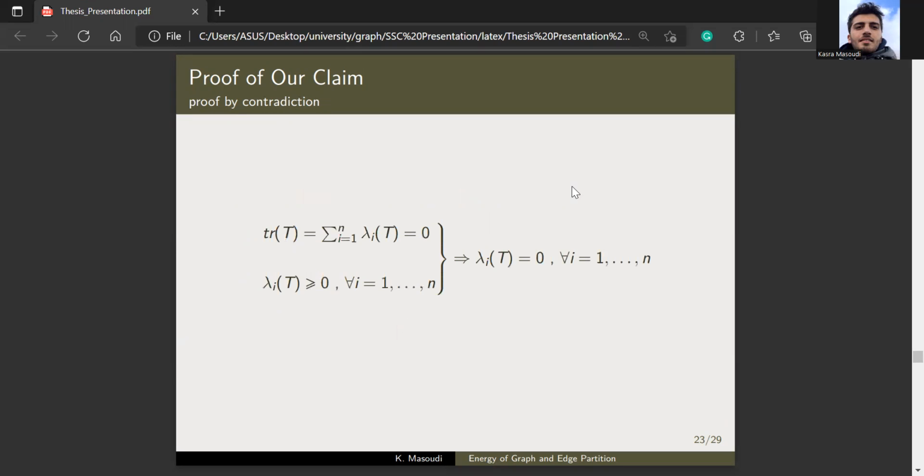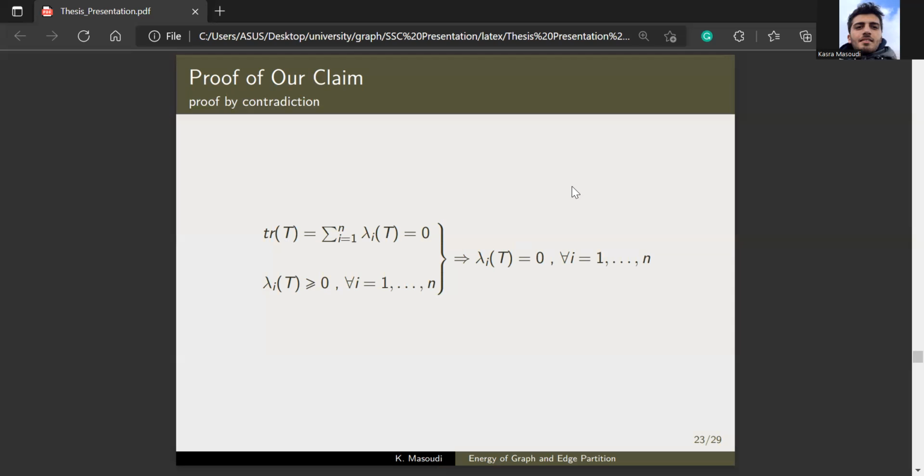First, we know that the trace of a matrix is equal to the summation of its eigenvalues. The trace of T is 0, so the summation of its eigenvalues is equal to 0. And second, all of the eigenvalues of T are non-negative. Now we have some non-negative real numbers whose summation is 0, so each of these numbers should be 0. It means that all eigenvalues of T are 0.